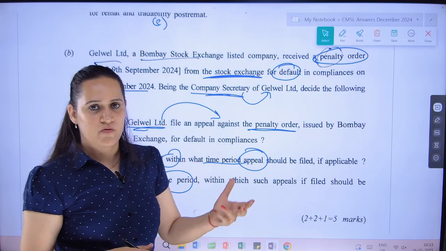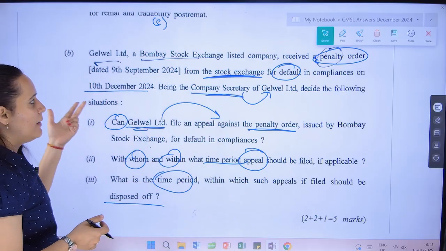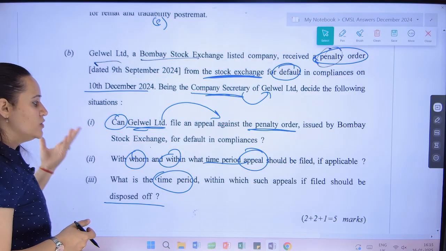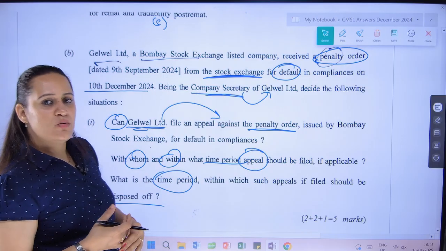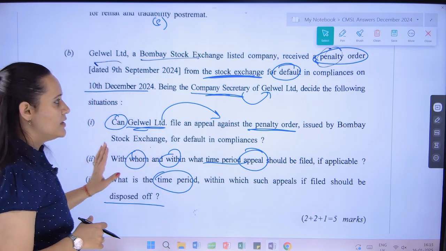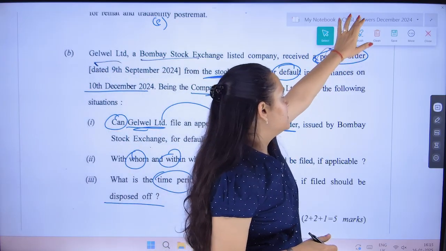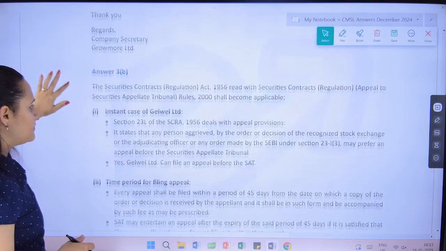BSE has the power, obviously, because there is non-compliance of the bylaws. They can give an application, they can give a penalty, they can also suspend the company. With whom are we going to appeal? We are going to appeal before the Securities Appellate Tribunal within the timeline, and they'll have a certain number of days to dispose of the case. Let's see how we are going to structure this answer.